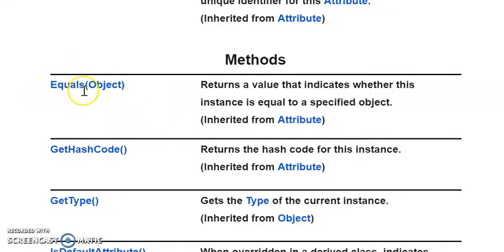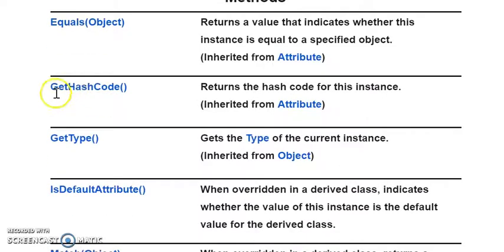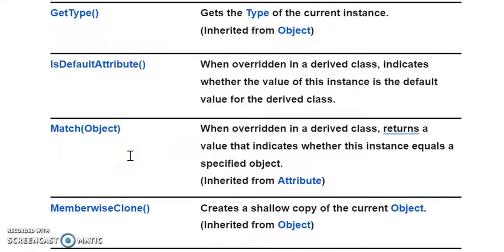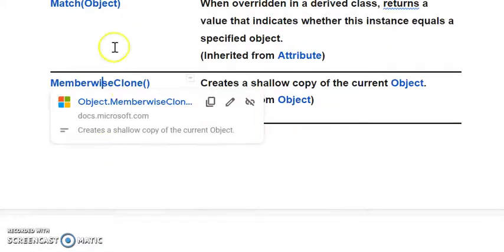This is equals, whether the two objects are equal or not. Then GetHashCode, we can get a hash code of it. Then we can get the type of that particular object. Match, we can do the matching. What is the default attribute, you can identify. So these are the different methods.